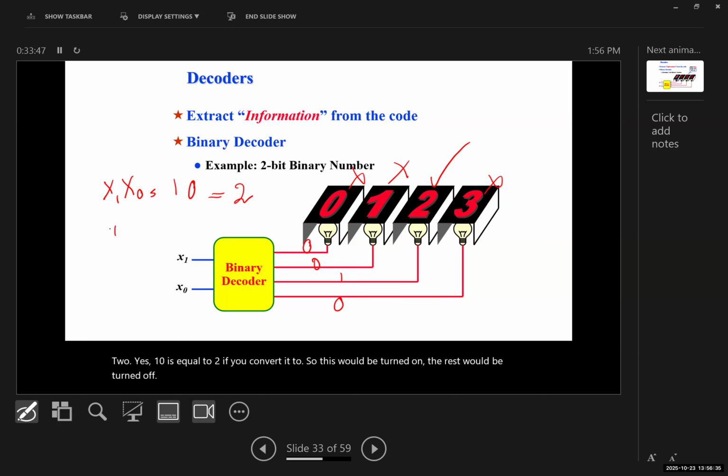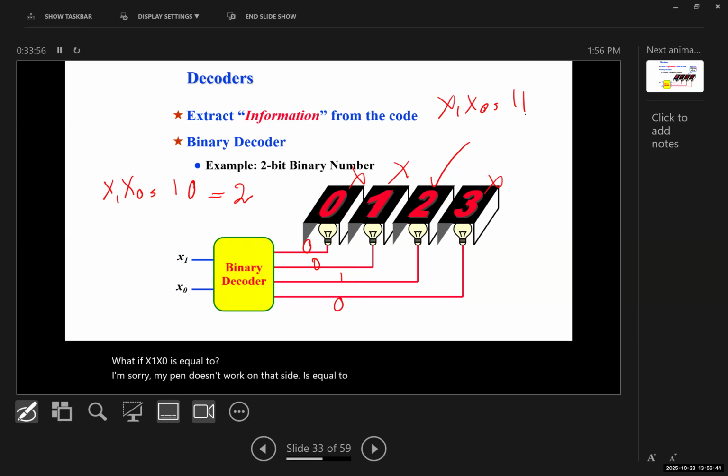What if X1, X0 is equal to, sorry, my pen doesn't work on that side, is equal to 1, 1. Then this is equal to what? 3. So D3 would be turned on and the rest would be turned off. Okay.